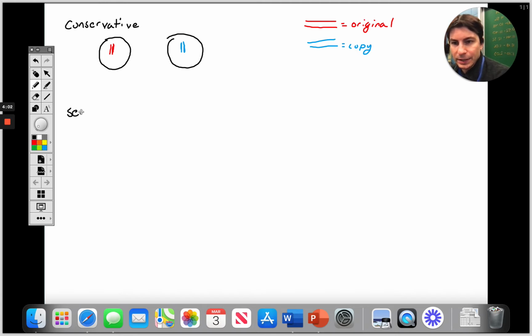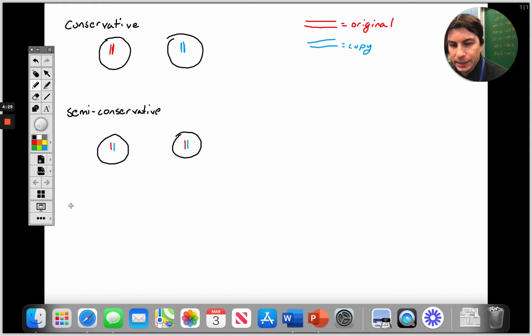The semi-conservative, still going to have our two cells here. This one says that each one of them is going to get a copy, and each one of them is going to get an original. Okay? So that's our semi-conservative.